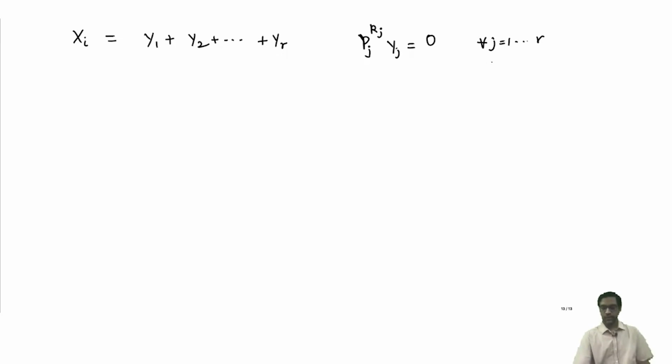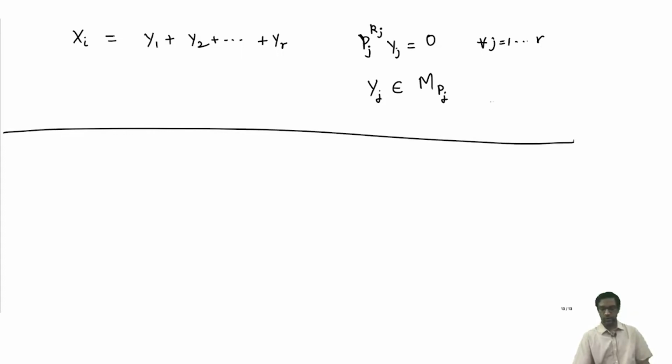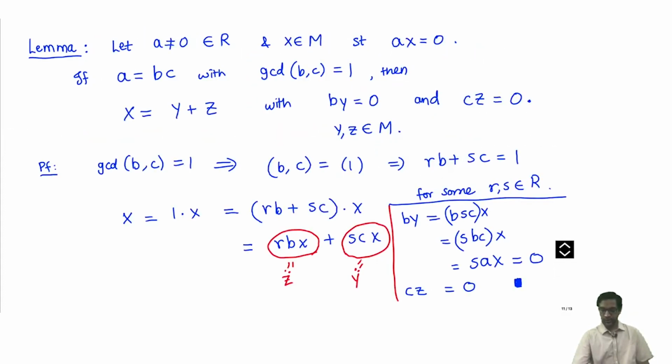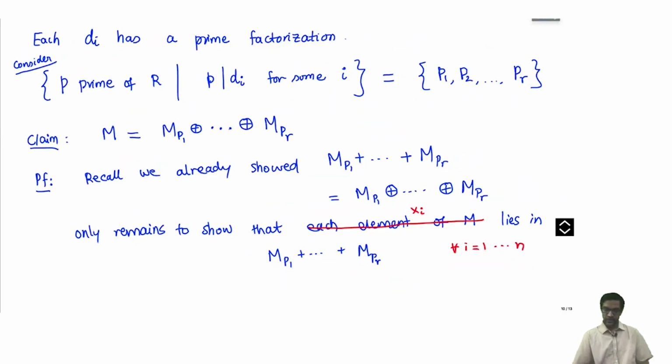One to r. Okay, and this implies that the yj's belong to the corresponding M_pj's. Okay, so this completes the proof, because what we have done therefore is to show that each of the generators, so recall this is what we needed to show here, that each element xi of M lies in the sum of these elements.